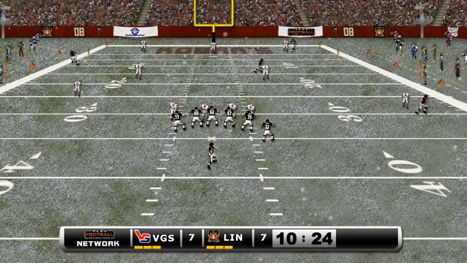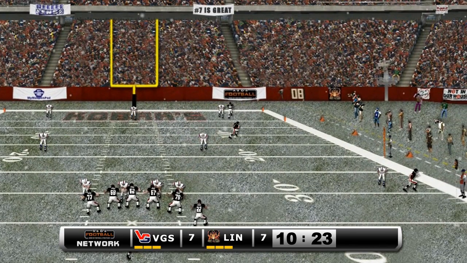And this is what I like about this particular play, is that it's very effective against zone coverage. Whether you're watching it in real football or if you're going to be playing in football video games, it's a play that you can run that's very effective as far as attacking that type of coverage.